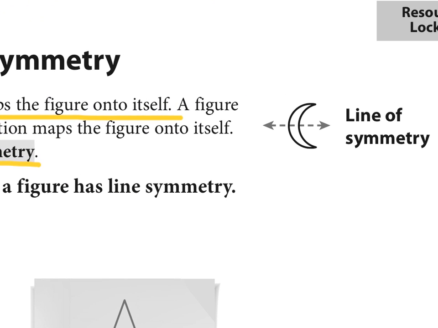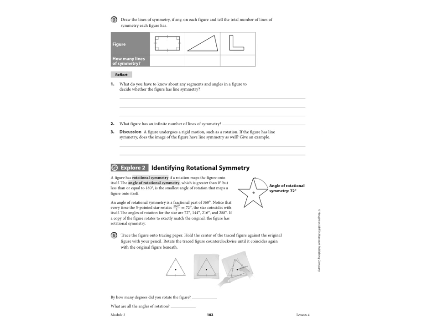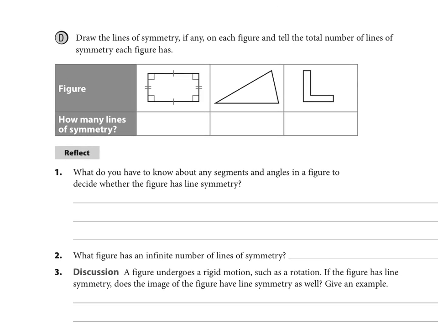If you look at this moon right here, here's the line of symmetry. If I took this corner and folded it down, that image is just going to lay right on top of each other. And that's what we call line symmetry. Now, if you turn the page, at the top of the next page we have some examples here. I want you to pause this video and see if you can figure out how many lines of symmetry each one of these figures has.